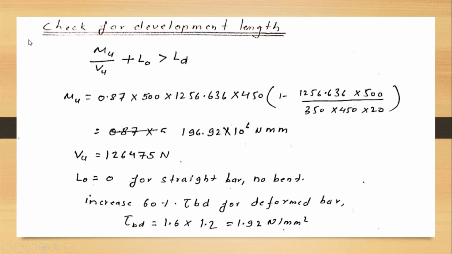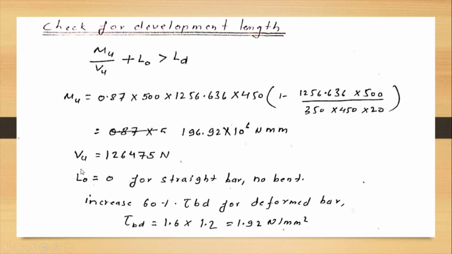Now we have the check for development length. Here also we have one relation. Mu is the moment. For calculation of Mu we have the formula 0.87 Fy Ast d, 1 minus Ast Fy divided by b d fck. By putting the values, we are getting 196.92 into 10 to the power 6 Newton mm. Vu is the shear force, which we have already calculated in our previous video about the check for shear force. I have given the link in the description, you can check from there.